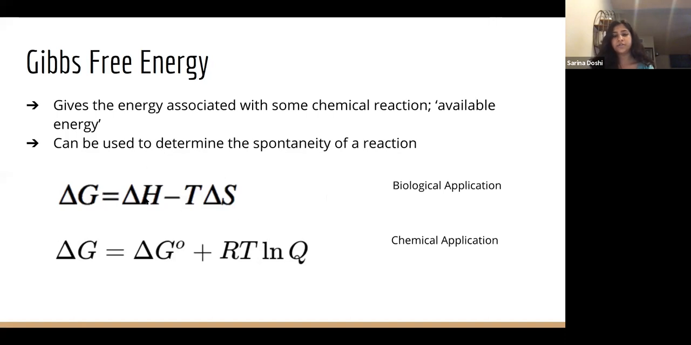You will generally use the first equation in biology and the second equation in chemistry. The first equation you use in biology because you don't know what Q is. You never would have learned it. However, in chemistry, you do know what Q is. You learn about Q first, and then you apply it to thermodynamics. However, you will also use this in chemistry. On your homework, you will use this equation to solve a couple problems.